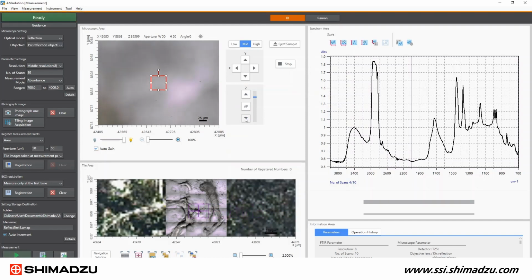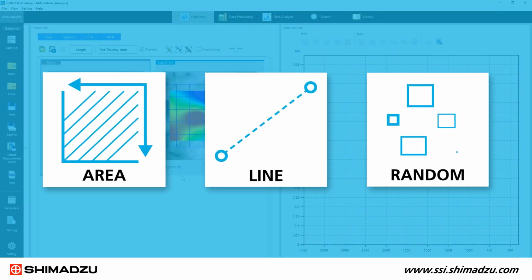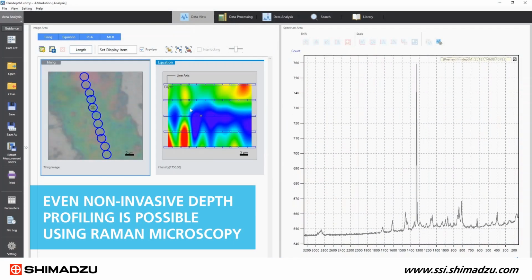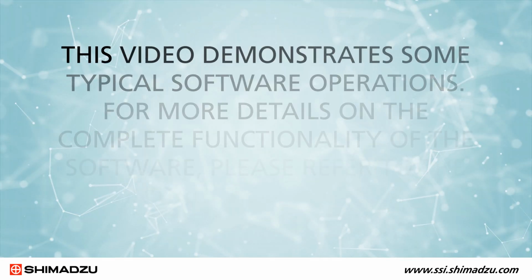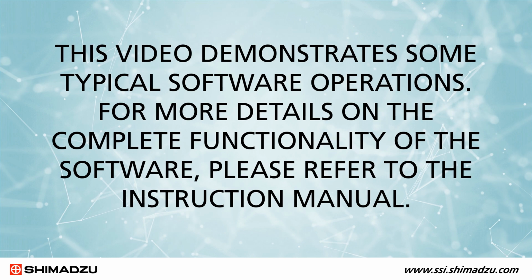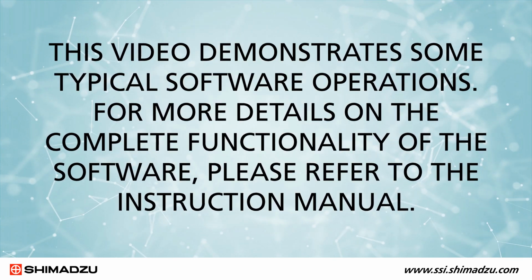With the mapping module, measurement can be carried out in the area, line, or random mode. Even non-invasive depth profiling is possible using Raman microscopy. This video demonstrates some typical software operations. For more details on the complete functionality of the software, please refer to the instruction manual.